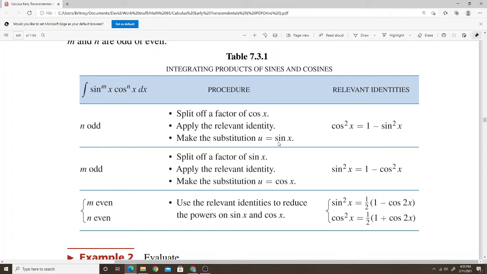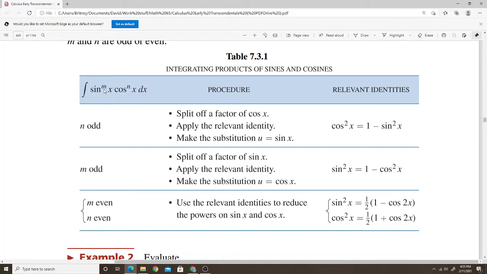And so you can let u be sine x. And then du is going to be cosine x. And remember, that extra cosine is what you peeled off to begin with, right? So that's what you do when n is odd. Whether m is even or odd, it doesn't matter. As long as n is odd, this is what you would do.